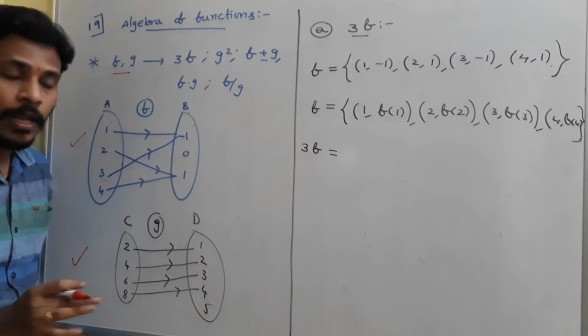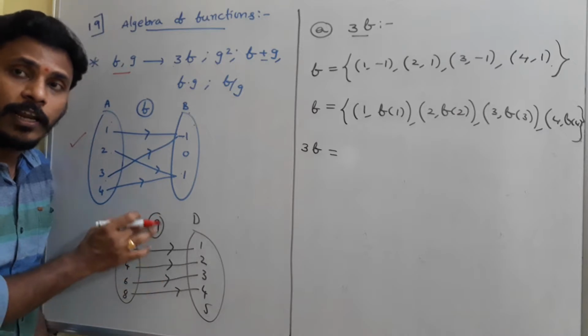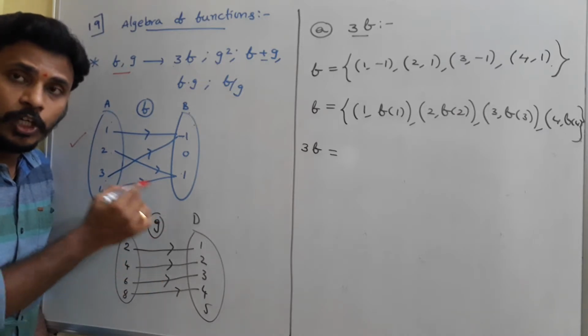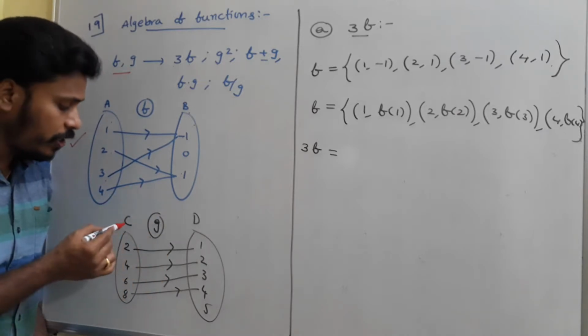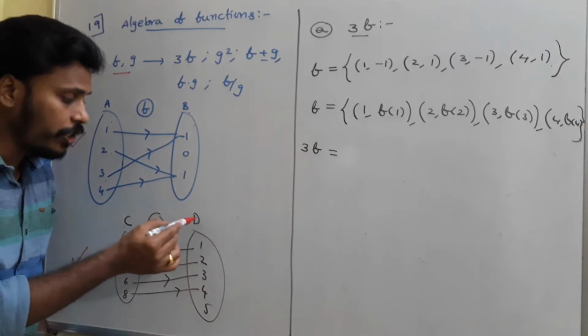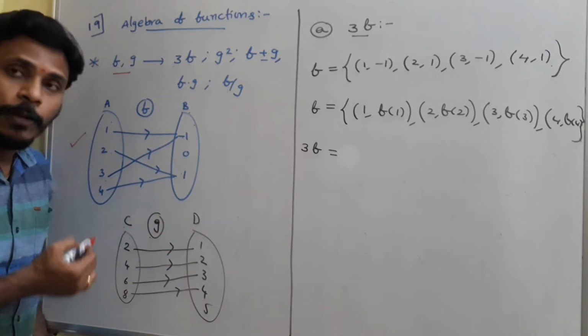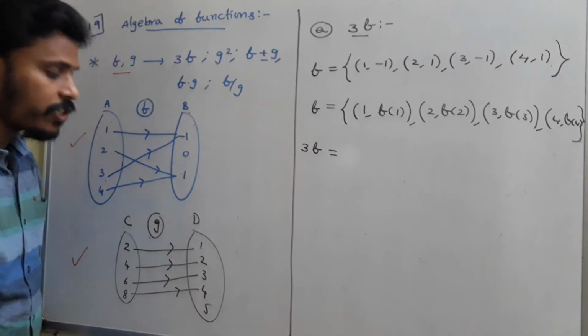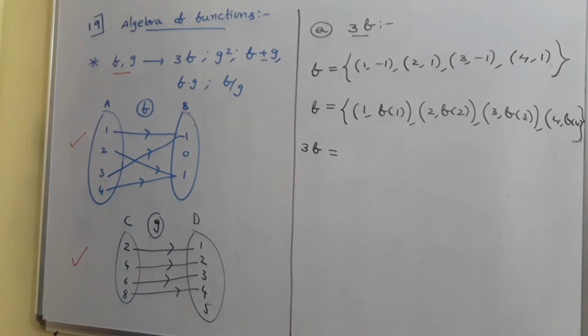This is the first function. Coming to the second function, the name is g and it is from C to D. The domain of this function g is C, the codomain of this function g is D, and the domain contains the elements 2, 4, 6, 8, whereas the codomain has the elements 1, 2, 3, 4, 5. Now the function g just connects 2 to 1, 4 to 2, 6 to 3 and 8 to 4.